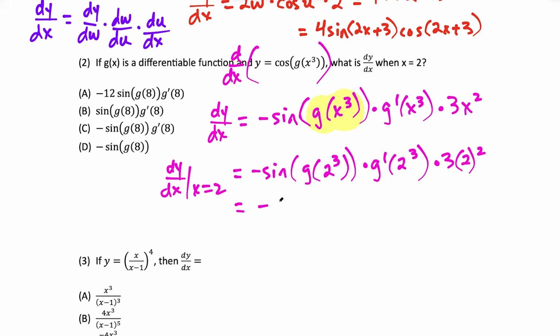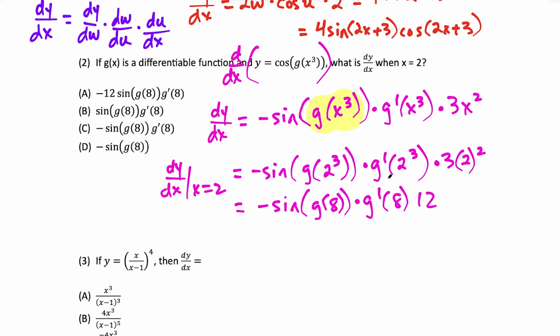So now this is going to be, let's see, we have negative sine of g of 2 to the third power, which is 8. We're just doing 2 times 2 times 2. And then we have g prime of 2 to the third power, which is still 8. And then we have times 3 times 2 times 2, which gives us 3 times 4, which is 12.